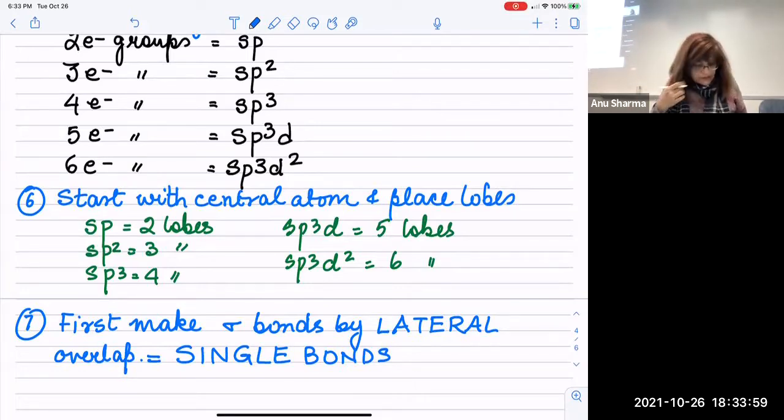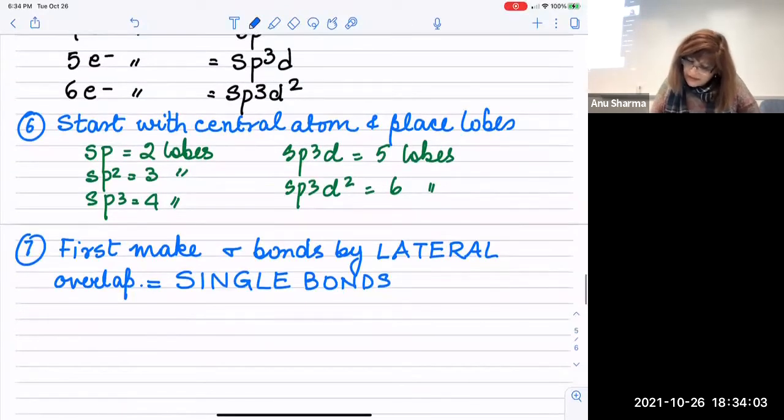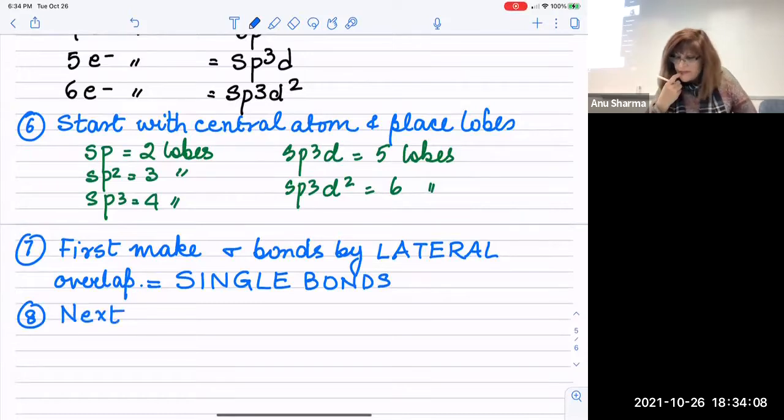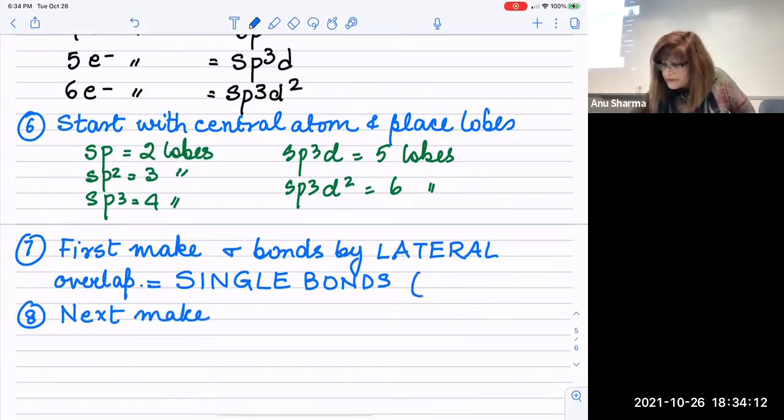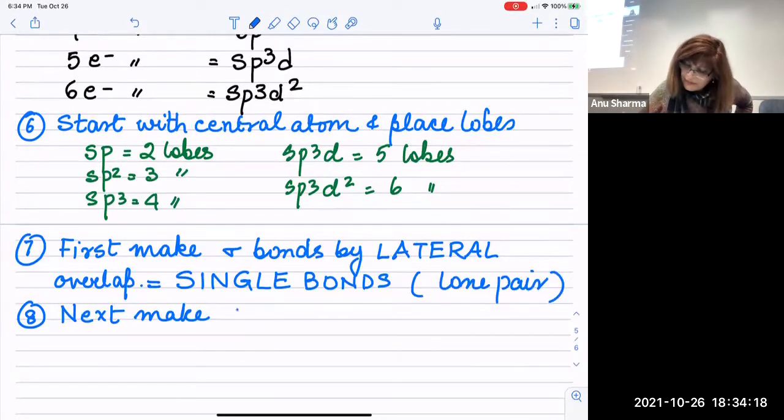First, to make the sigma bonds, superimpose those lobes. Then the next thing is to make single bonds, or sometimes you have to put the lone pairs also. So you can't ignore those. Okay, so the next step makes the pi bond.